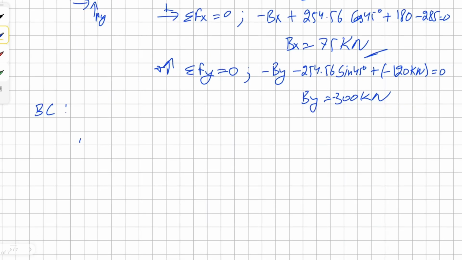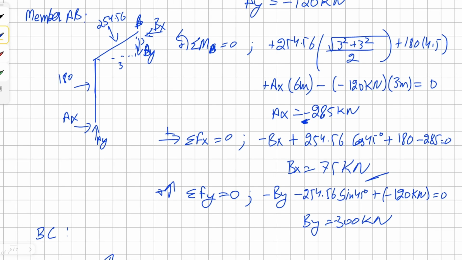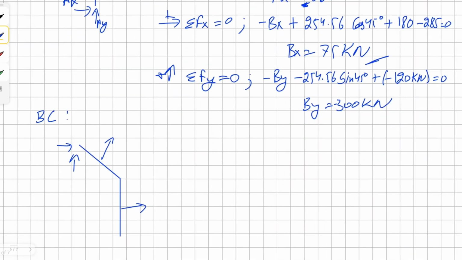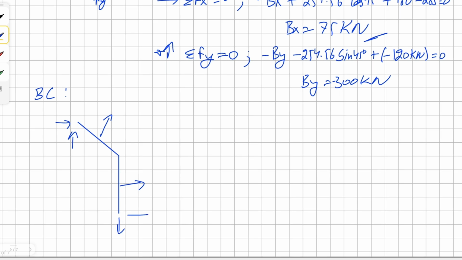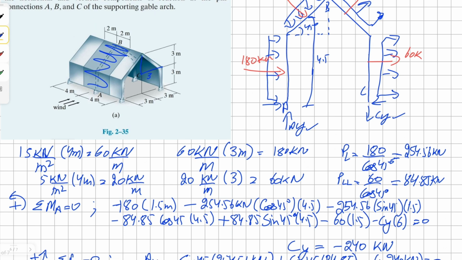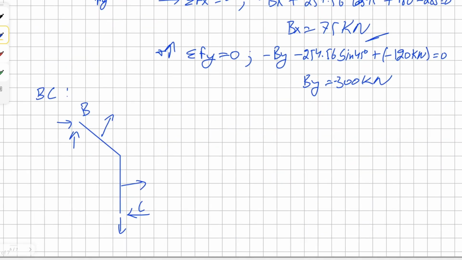So section BC is going to look something like this. Okay, and then we have a point load here, outward, a point load here, and then we have to make sure that we are using the opposite vectors for B. And then we have our C, which is as follows. For section BC, we have almost everything. We already calculated CY, so we are left with just CX. So let's sum the forces in the X direction, and we shall have our CX.